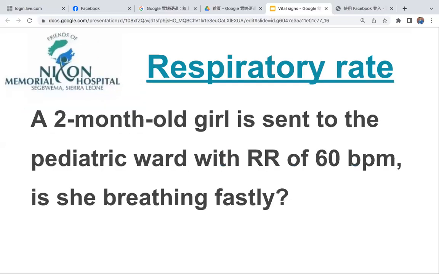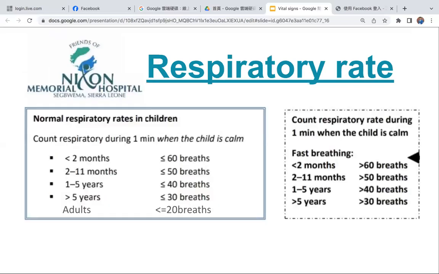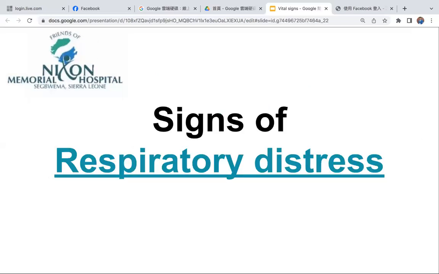So let's go back to the question. The patient is 2 months old with a respiratory rate of 60. For 2 to 11 months, it should be less than or equal to 50. So 60 breaths means the patient is breathing fast. But sometimes it's not just about the respiratory rate. We are also very concerned about whether there are any signs of respiratory distress.